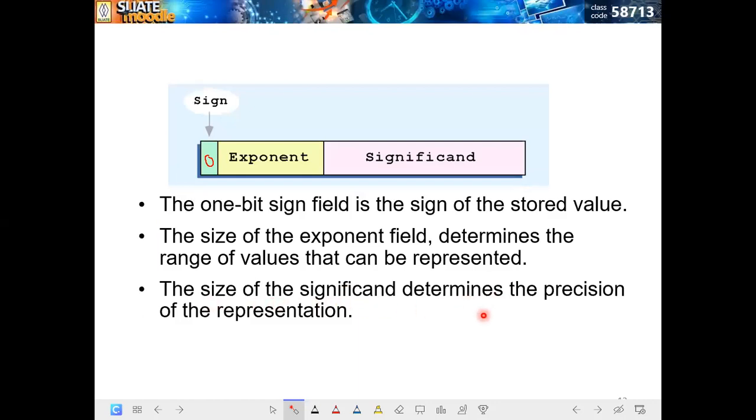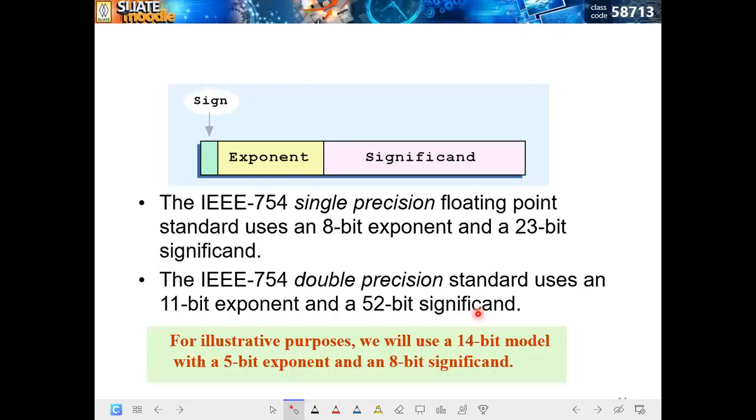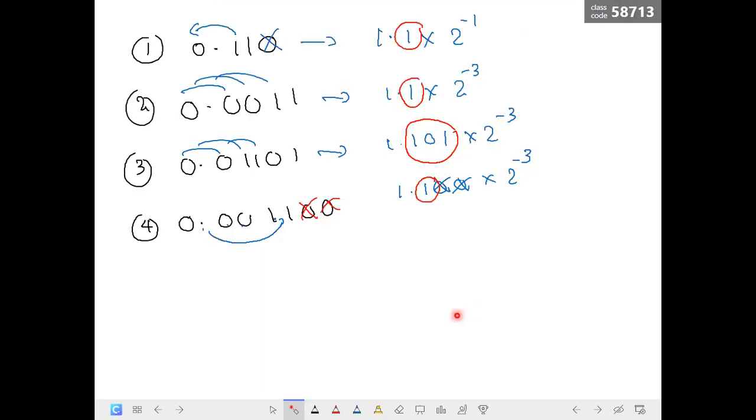The size of the significant determines the precision of the representation. මේ precision කියලා කියන්නේ නිර්වද්‍යතාවයට බලපාන්නේ මෙන්න මේ කොටසනේ, the precision, right? This part, because අපි හිතමු ඔයගොල්ලෝ measurement එකක් ගන්න. You are going to take a measurement, right? In meters.